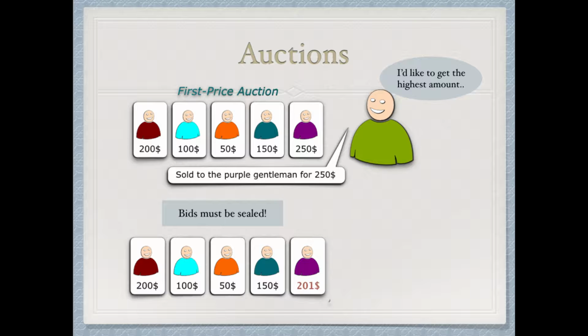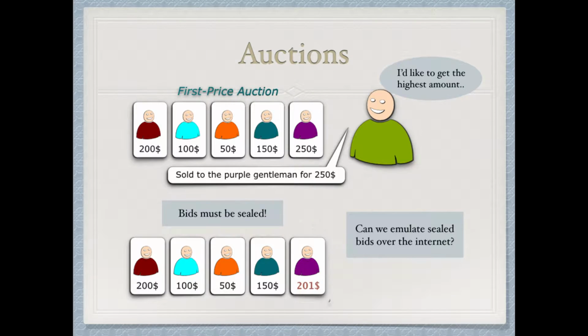This was a very simplified example, but in general in many auctions, it is assumed that the bids of people are a function of their own valuations and not a function of what other people also said. So it's important that everybody has an independent bid, and we'd like to do this securely over the internet instead of having to actually write it on paper and seal it and post it.